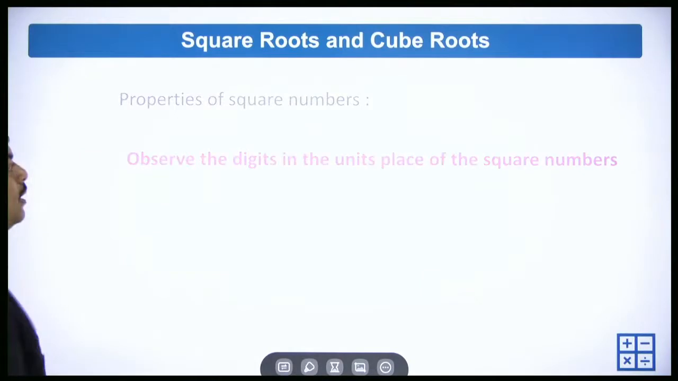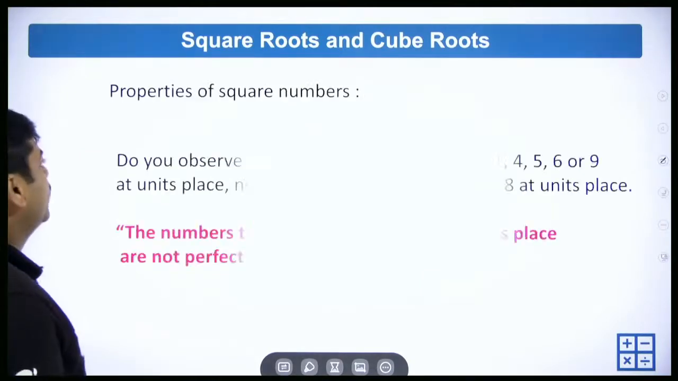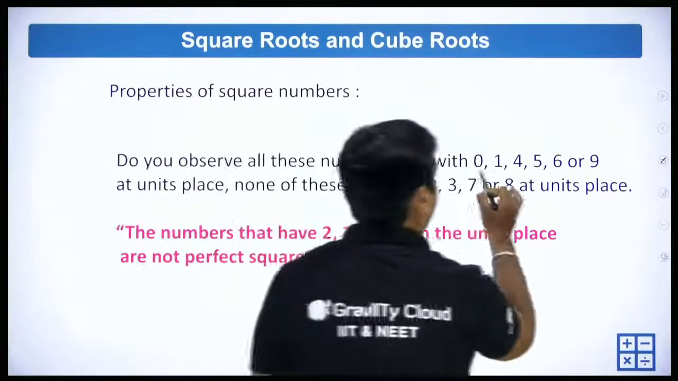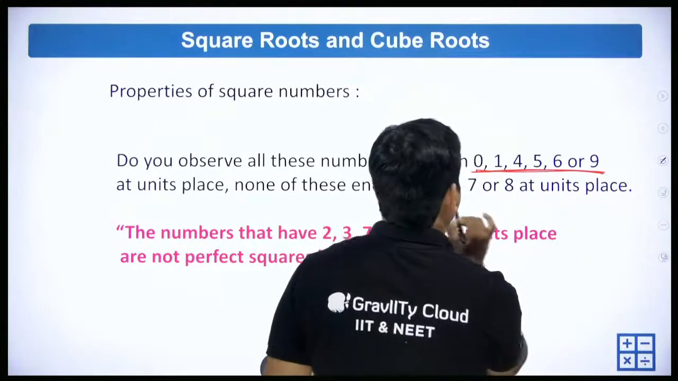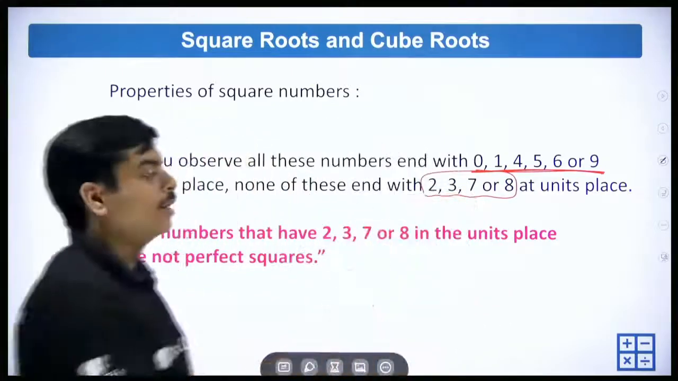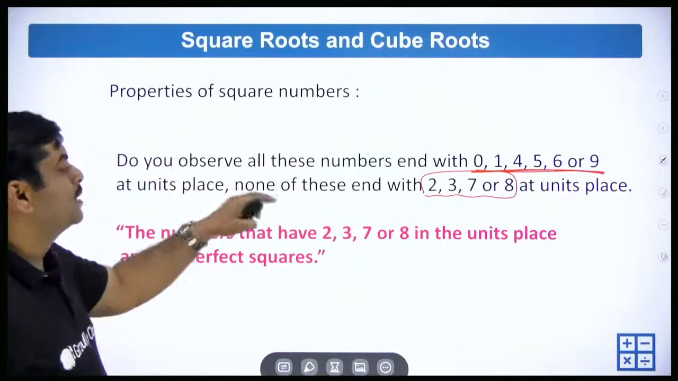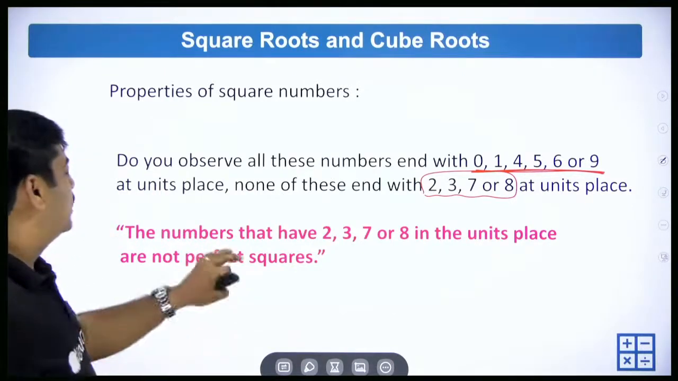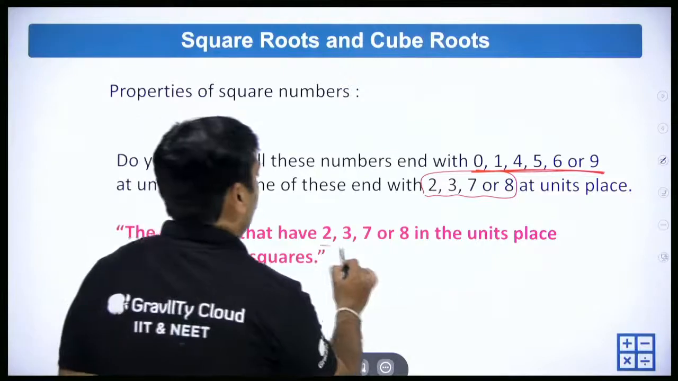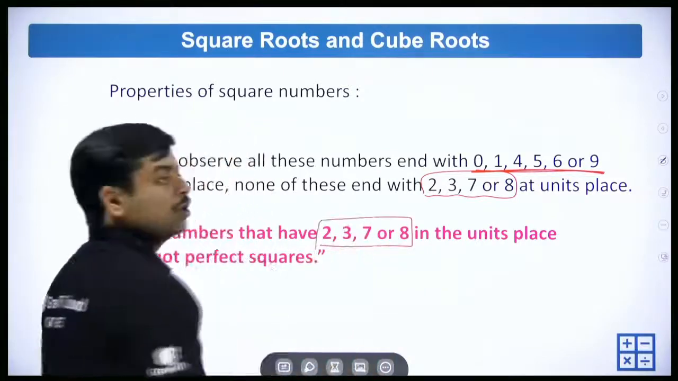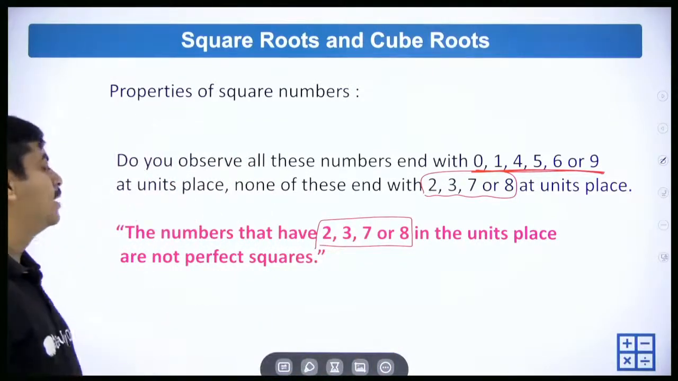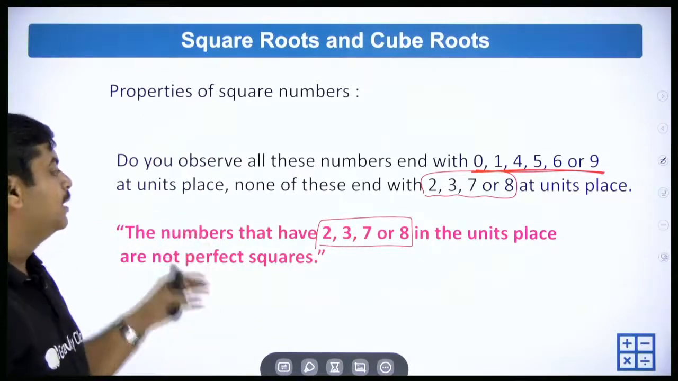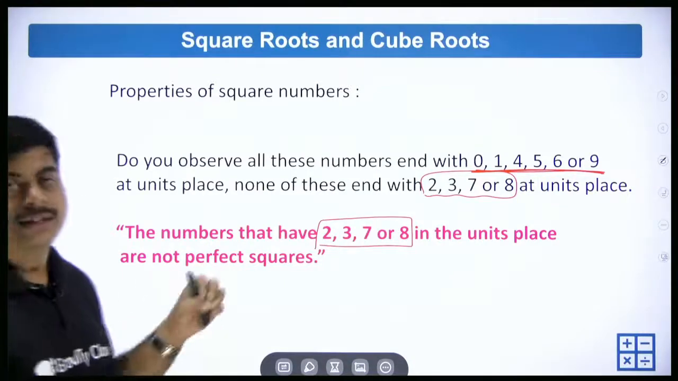Okay. Next. Properties of square numbers once again. Do you observe all these numbers end with 0, 1, 4, 5, 6 or 9? 2, 3, 7, 8 will not come. At units, none of these end with 2, 3, 7, 8. So what can we say with that? The numbers that have 2, 3, 7 or 8 in the units place are not perfect squares.